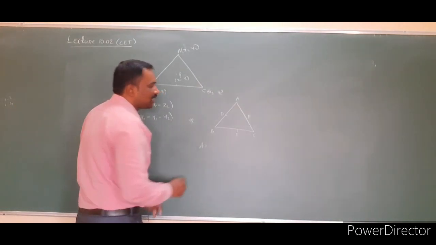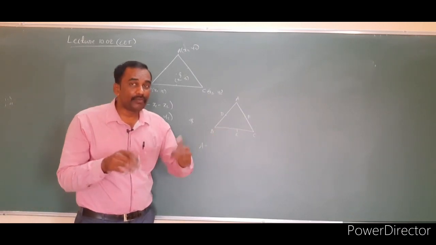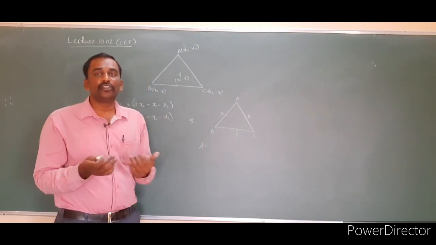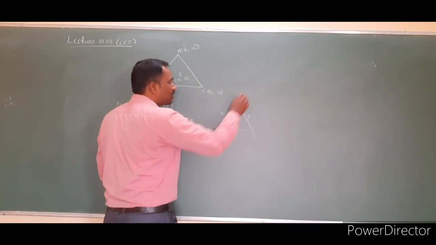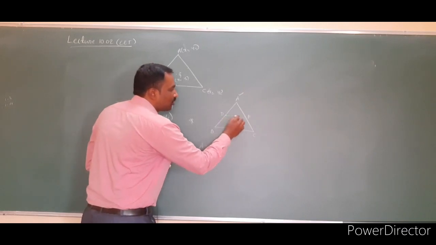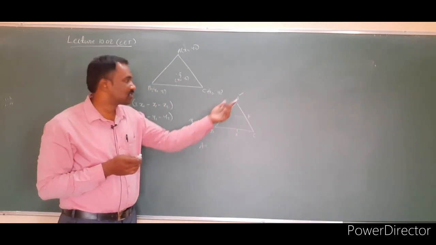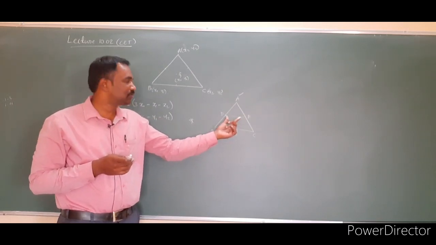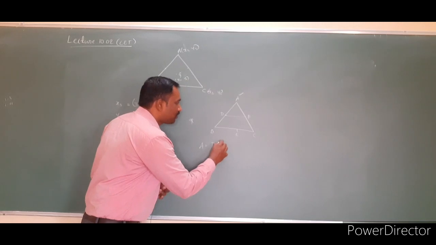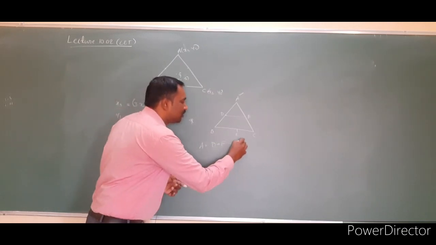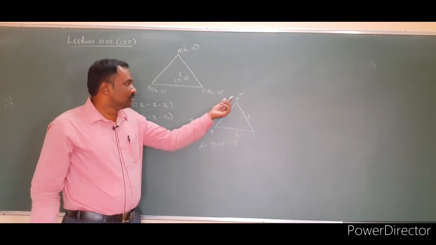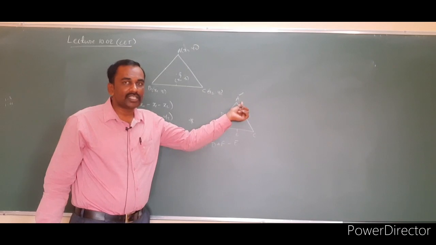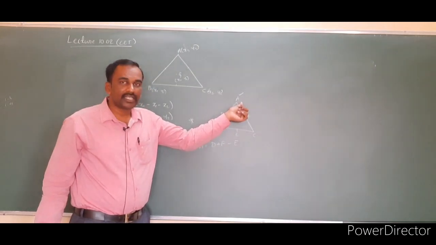Whenever the midpoints of all the sides of the triangle are given, how do we find the coordinates of A? Take the sum of the nearest points of A. What are the nearest midpoints of the point A? D plus F, and subtract the farther point. So whenever the midpoints of all three sides are given, we can find the coordinates of the triangle vertices.